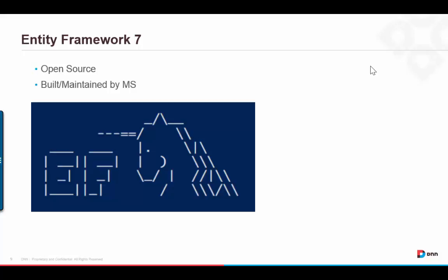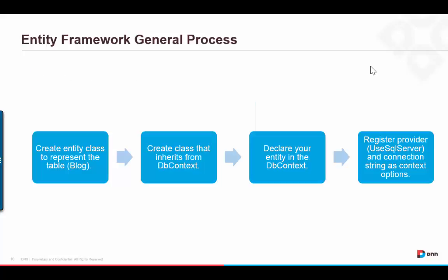And the nice thing is that Entity Framework 7 is open source. It is built and maintained by Microsoft, so I think it's not going away anytime soon. And because it's open source, we can actually contribute back as we see issues or problems, submit a pull request, and they'll incorporate it as appropriate or not. But I think Entity Framework is a good choice for the community.